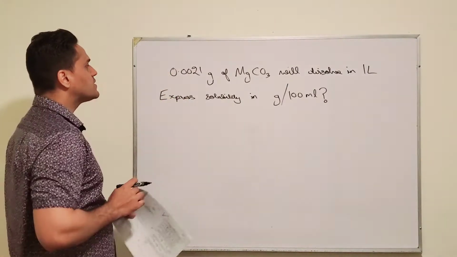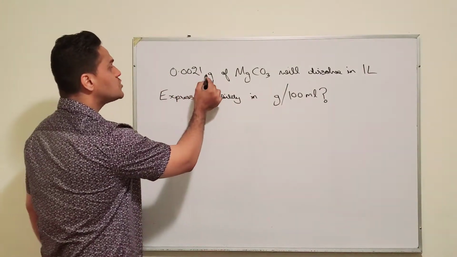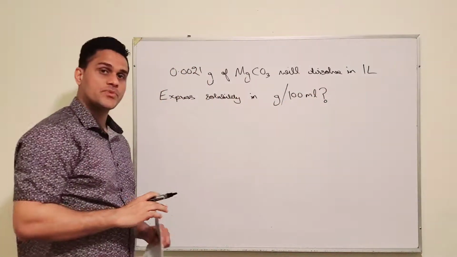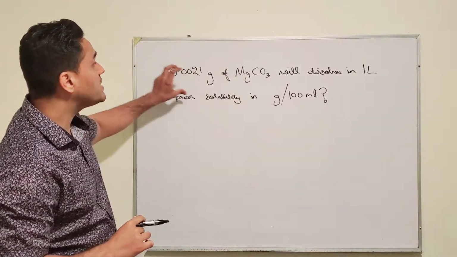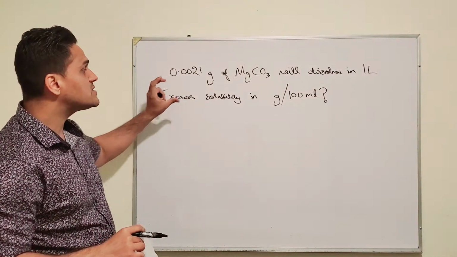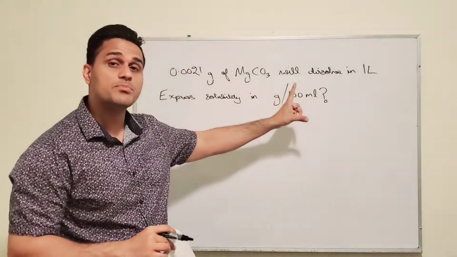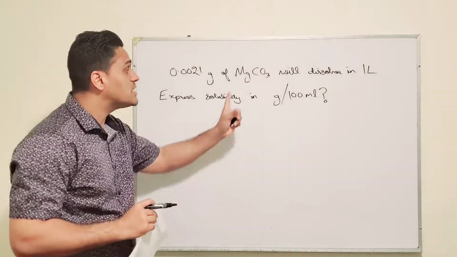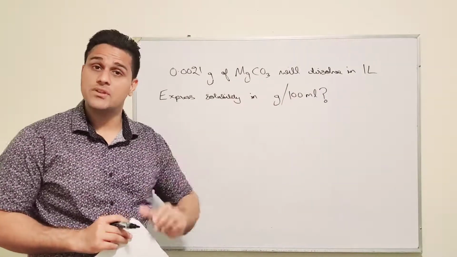In this question, they've given us that 0.0021 grams of MgCO3 will dissolve in 1 liter. That means we can dissolve this many grams in 1 liter, and the question is asking us to express the solubility in grams per 100 ml. In other words, they're asking us how many grams are going to dissolve in 100 ml.